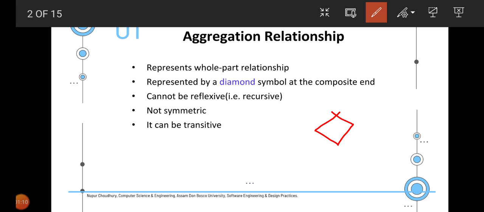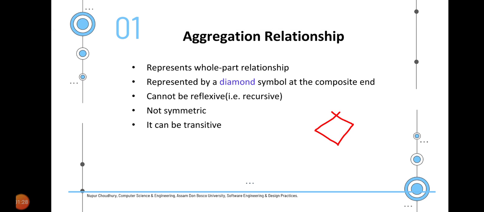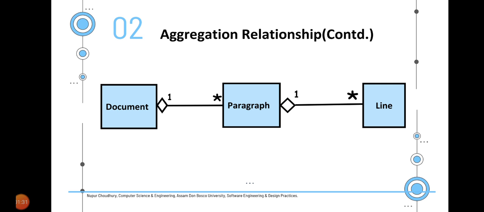However, the relationship between two classes or of a particular class cannot be recursive or cannot have a self loop within itself. It is not symmetric and it can be transitive. So let us look at the diagrammatic representation of the aggregation relationship.